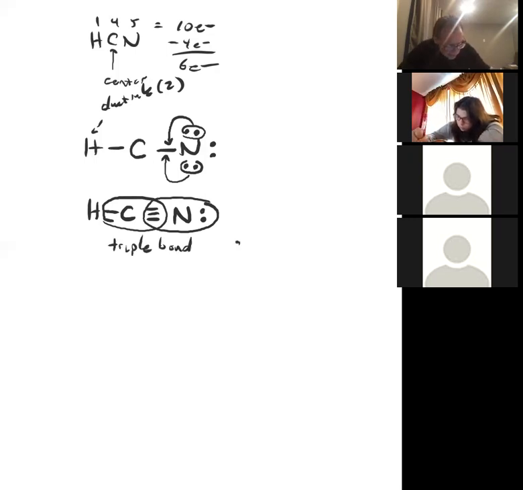Remember, carbon and nitrogen, octet rule. Hydrogen, duet rule. And there we go. This is our Lewis structure. It's a cool looking molecule.